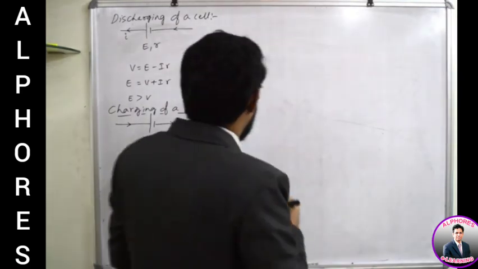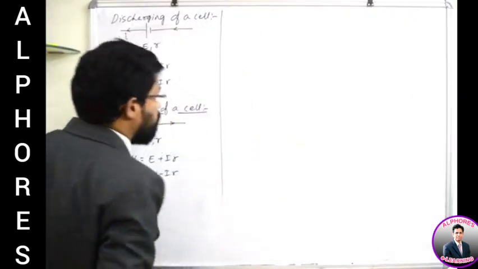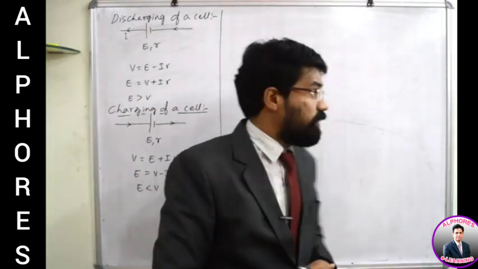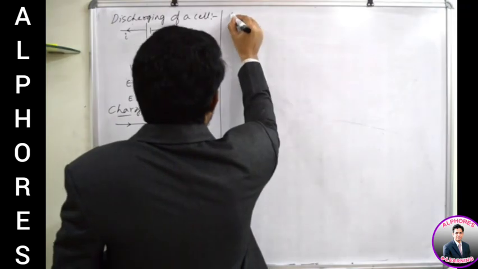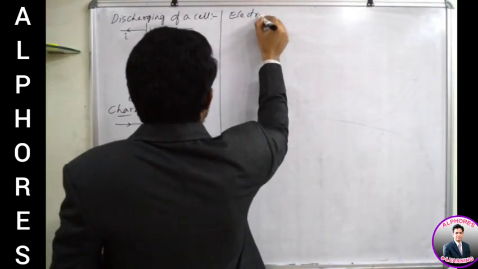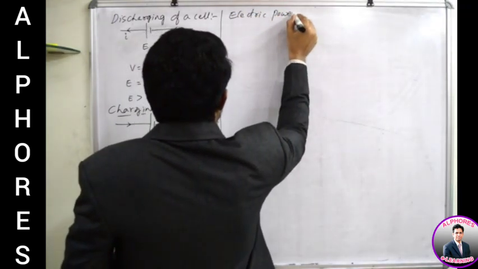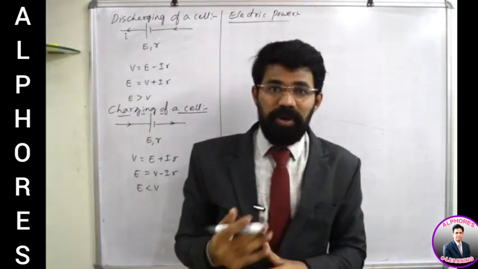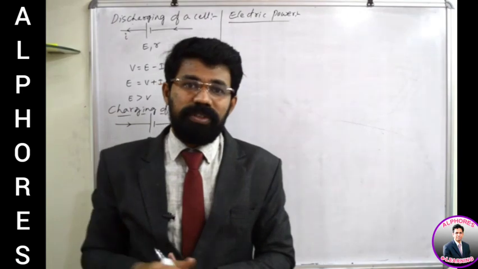But anyways, we'll complete electric power first, and then we'll make use of this electric power concept to understand cells much better. Okay, so what is electric power? See, power is the rate of doing work. Electric power is the rate of work done to maintain charge flow in the circuit.